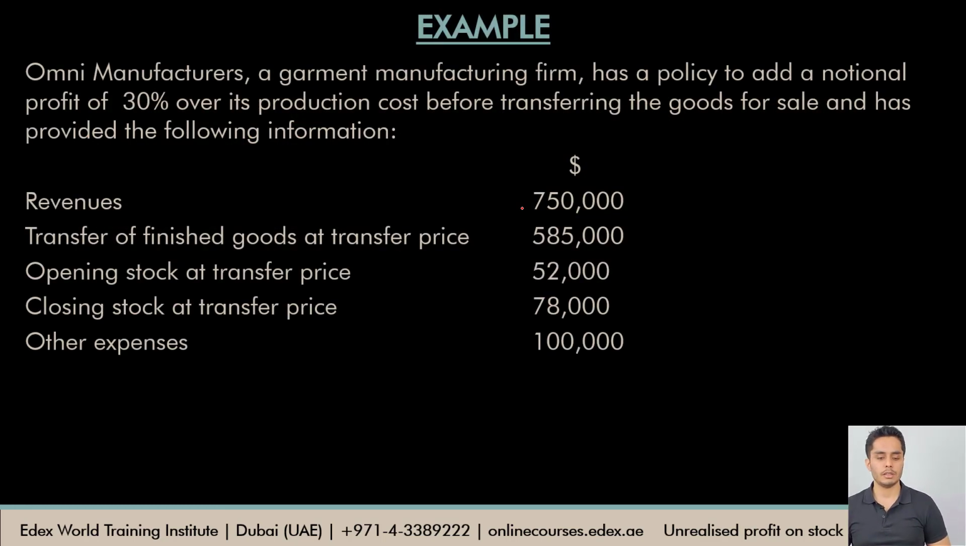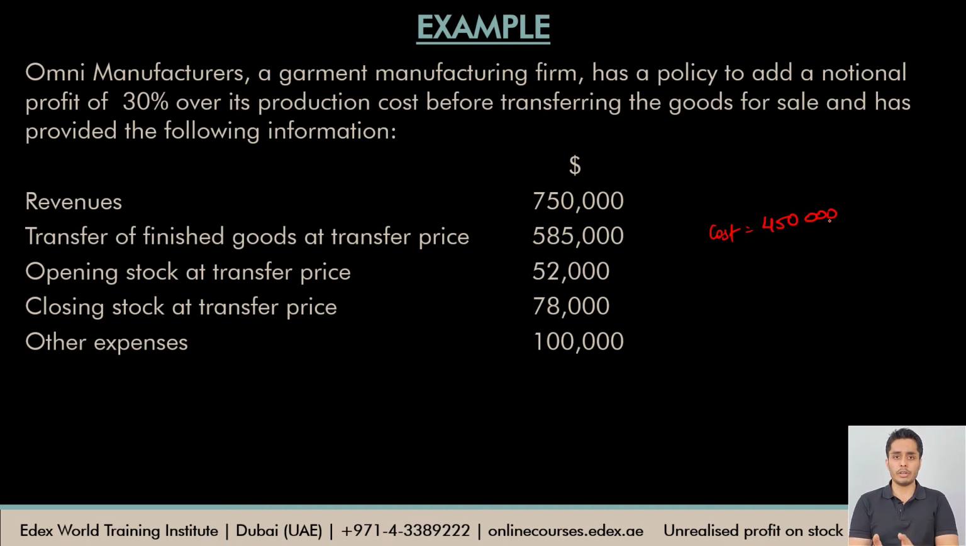Okay, let's have a look at this example. Continuing our previous example, the manufacturer has a policy of transferring the goods to the sales department by adding 30% markup or 30% profit, and certain information is given. Revenues for the business is given. The transfer of finished goods at transfer price is given at 585,000. If you remember, our cost was 450,000. Now, if given the transfer price and given the notional profit margin, can we arrive at the cost? Or if cost is given and notional profit margin is given, markup is given, can we arrive at the transfer price?